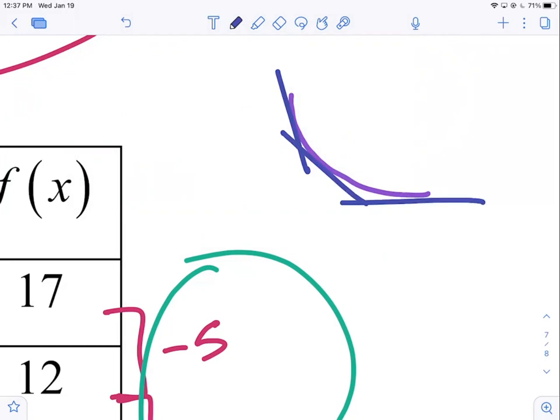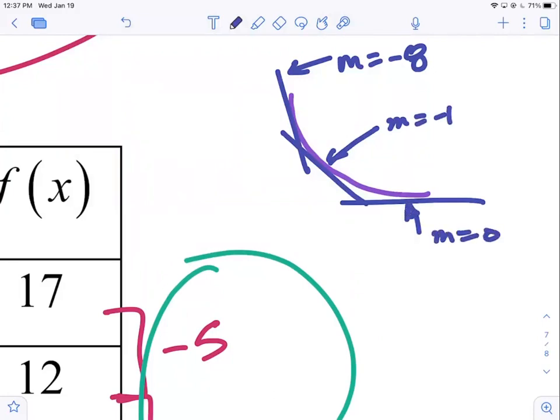The tangent lines are getting less steep from left to right, yes? But what are the slopes doing? Increasing or decreasing? They're increasing, right? Because this slope right here might be -8. This slope here might be -1. This slope right here might be 0. If a value goes from -8 to -1 to 0, they're increasing, right?